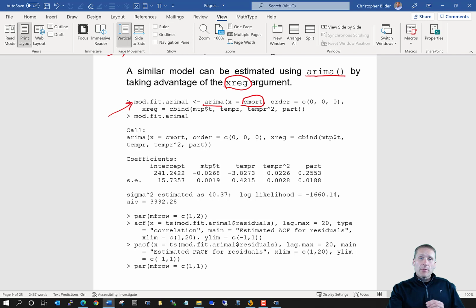So now to estimate the model under independence, for my order argument, I have 0, 0, 0 for P, D, Q. Then for the xreg argument, what I need to do is put in my corresponding explanatory variables that we have. So here's my T, here's my temperature squared, and the corresponding particulates. I could have pulled this information out of my data frame that I had previously done before. That would have been just fine.